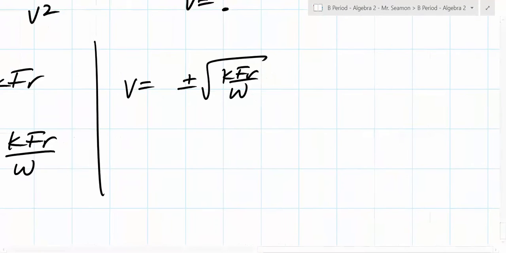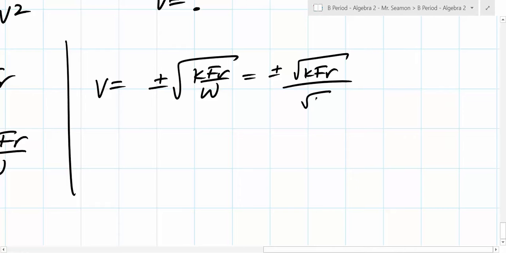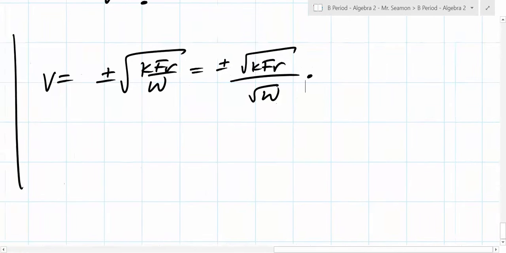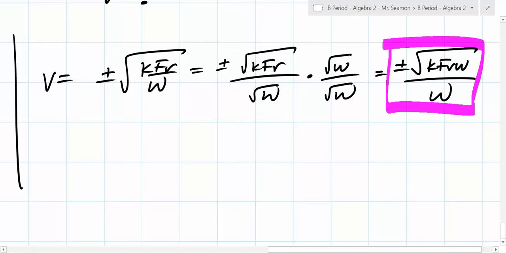At this point, Kelly said we don't like radicals in the denominator. This is the same thing as plus or minus the square root of KFR over the square root of what? W. We don't like that though, so what do we multiply by? Square root of W over the square root of W. So what do we end up with? Plus or minus the square root of KFRW over W. So your final answer would be this right there, but it had to be plus or minus.